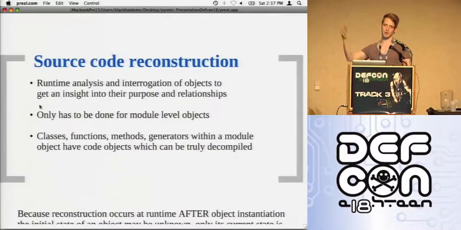So when we're doing in-memory decompiling, if we can get access to a function, we can get access to the code object and decompile that.